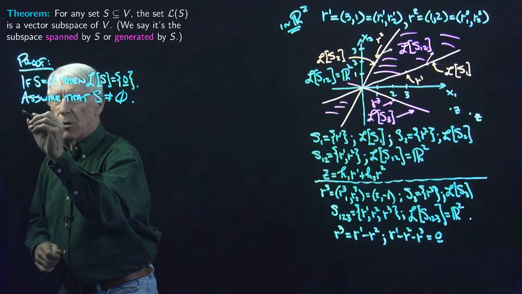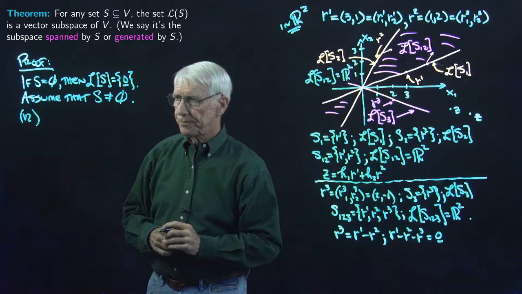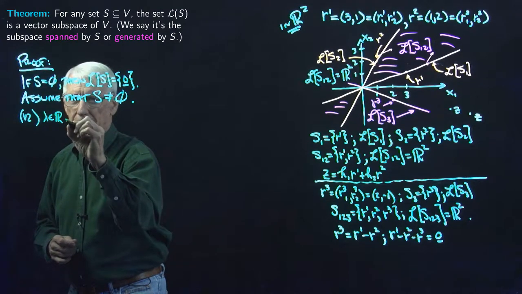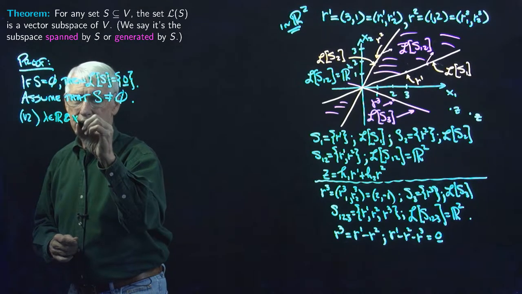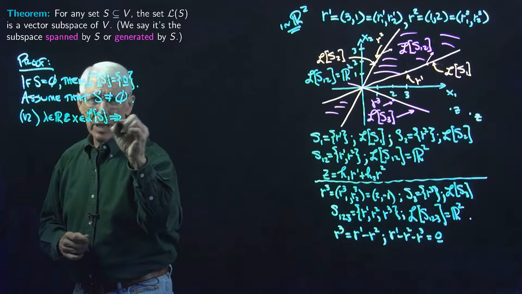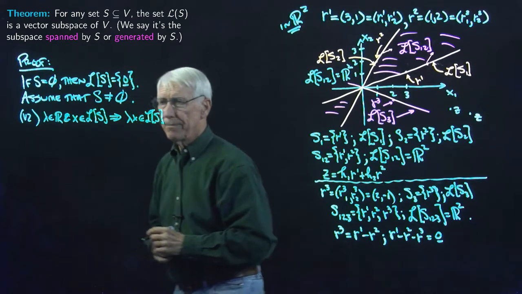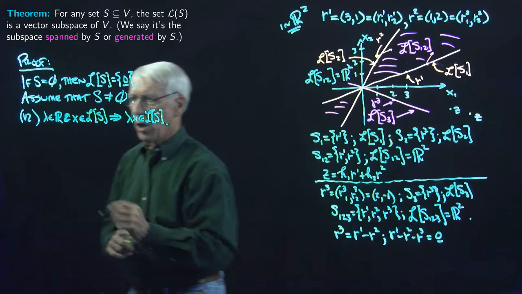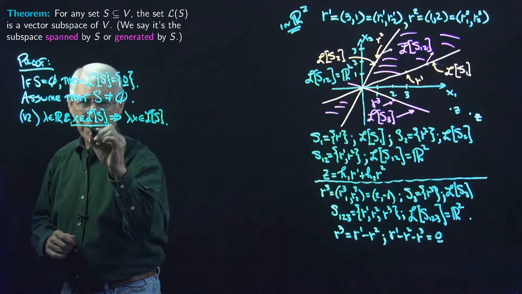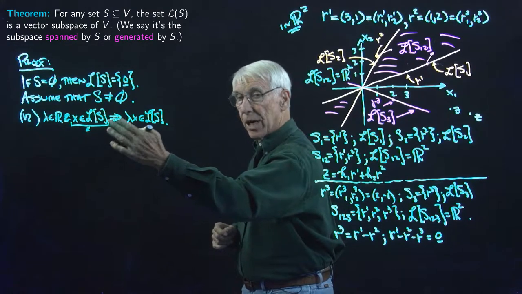So we're going to start with establishing V2, because that's a little more straightforward. So for V2, what we need to establish is that lambda in R, and X in L of S, implies lambda X is in L of S. So that's what we need to show. And so let's note that assuming this is saying that X is in the span, X is a linear combination of vectors in S.